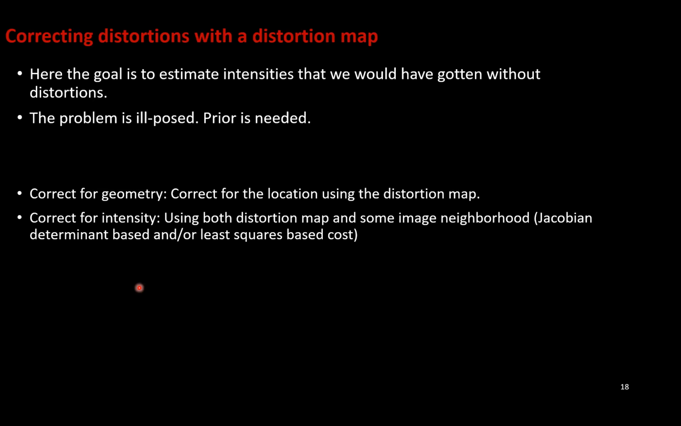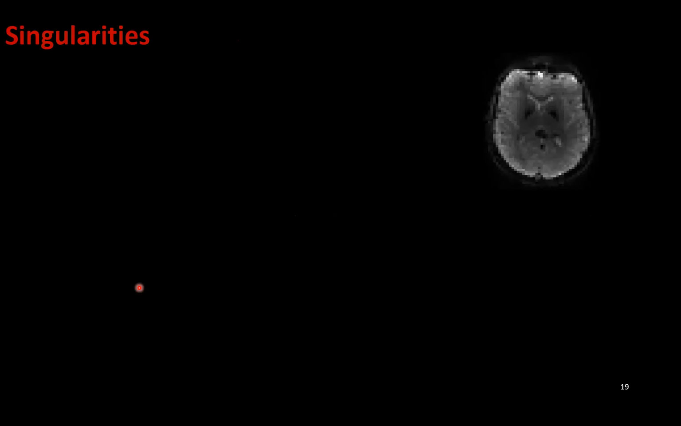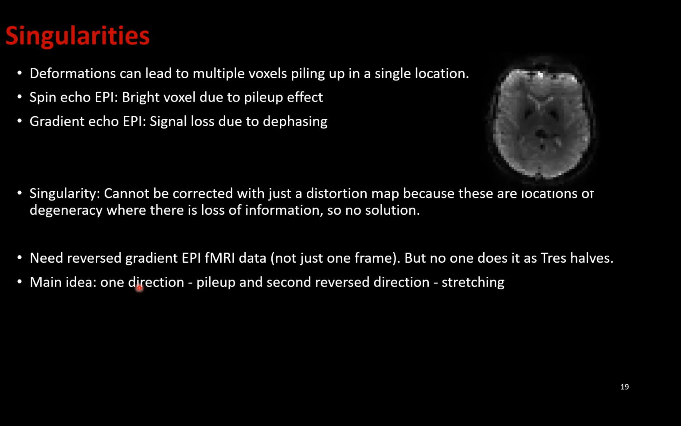They're also using an image neighborhood or some sort of spatial prior to make those intensity estimates. Most commonly, you'll see Jacobian determinant or least squares regularization put into the cost function, but it's a function of both the distortion map and the image neighborhood. So coming to singularities, I think we cannot finish this discussion of correcting distortions without talking about pileups and dropouts, right? Because they make our life really hard.